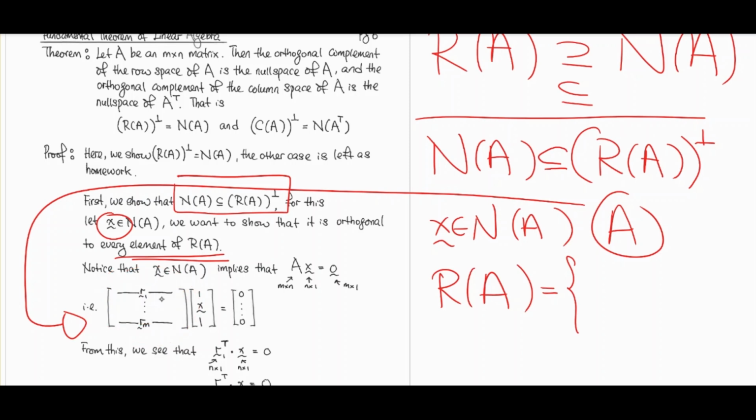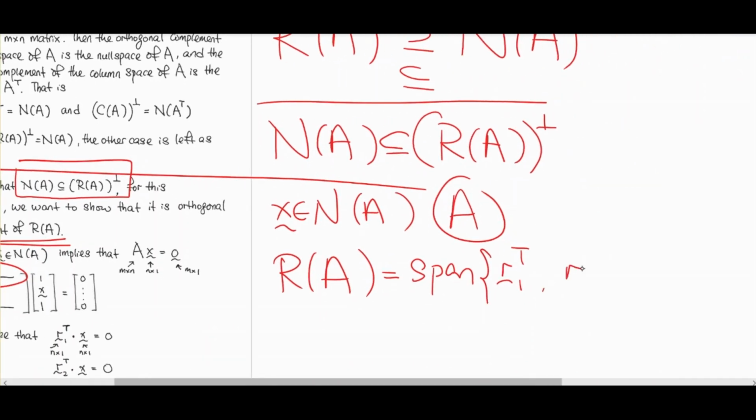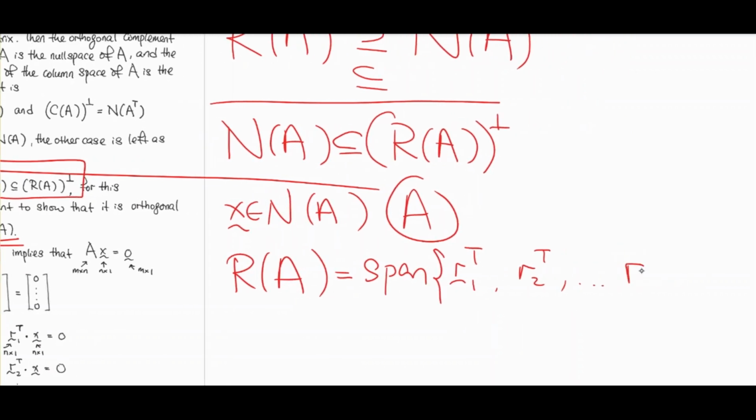So instead of writing out the first row like this, I'm going to write down my first row as a column vector like that. So I am going to write that the row space of A is actually the span of the row vectors transpose. Second row, transpose. In this case, we have m rows, so we have the m-th row transpose like that. That is not going to be a problem.